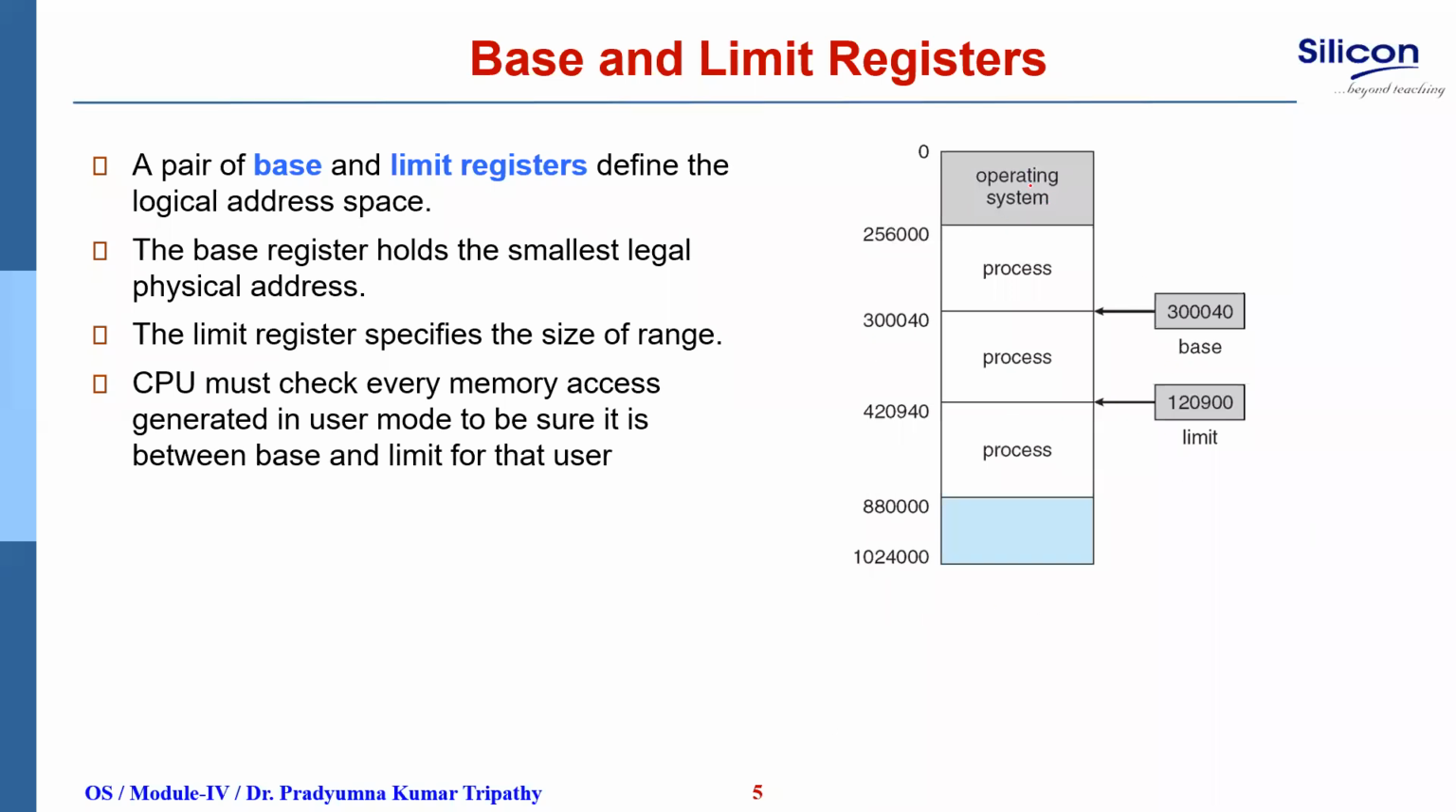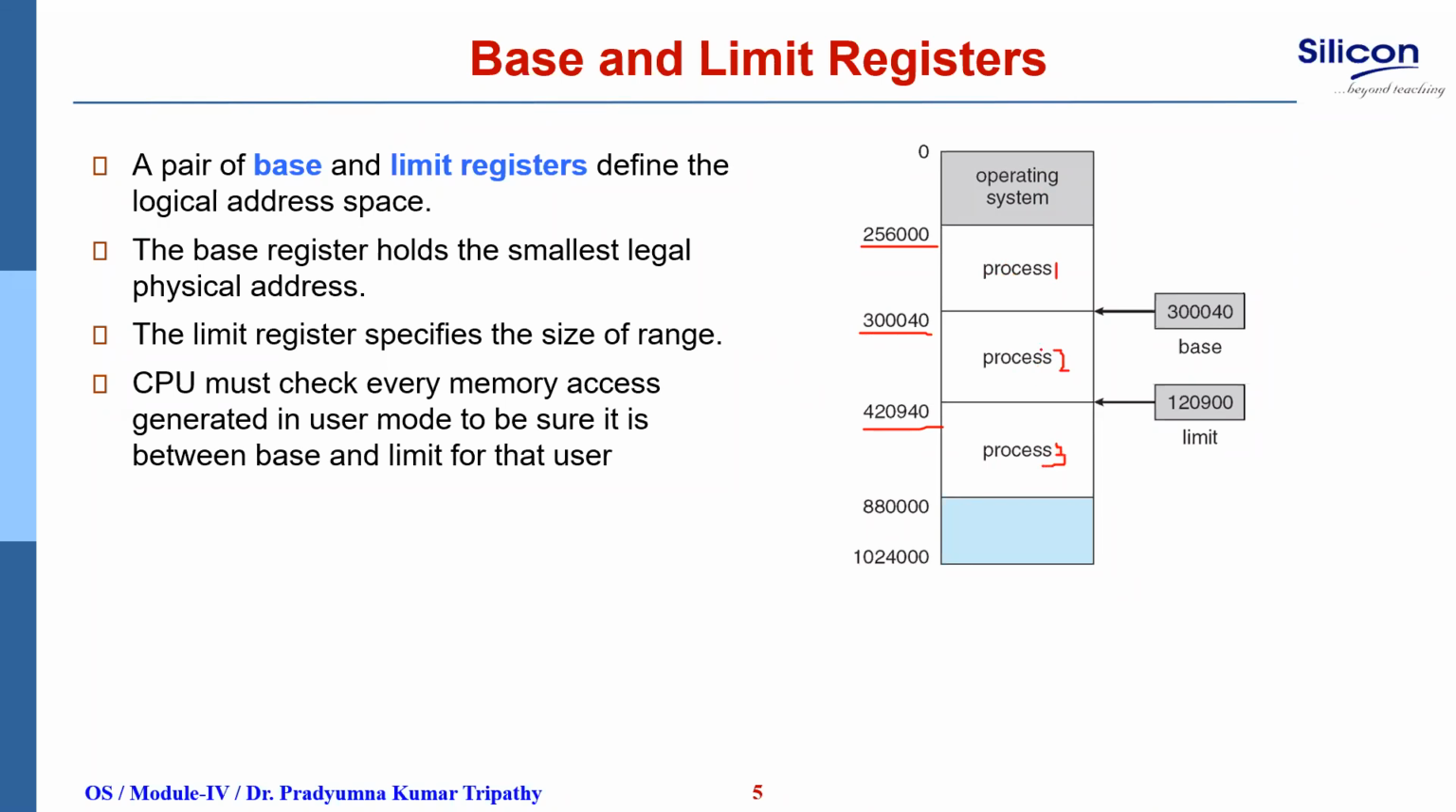Suppose the operating system is either in the upper memory or lower memory area. Here in the upper memory area, the operating system is there. There are multiple processes. This process is starting with this address, the second process is starting with this address, and the third process is starting with this address. Suppose this is process 1, this is process 2, and this is process 3.